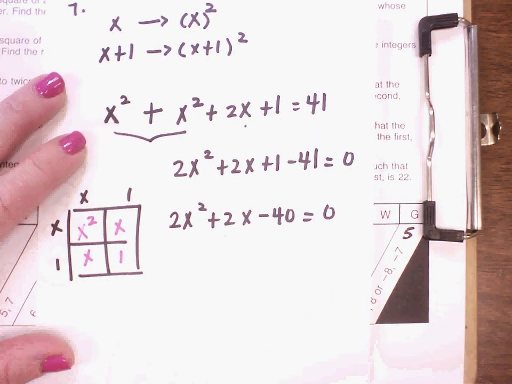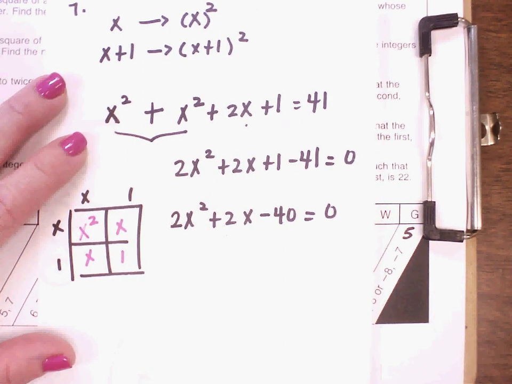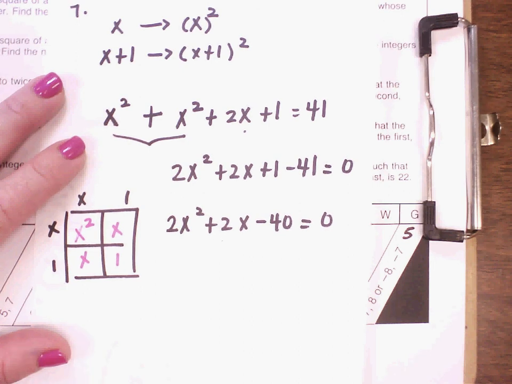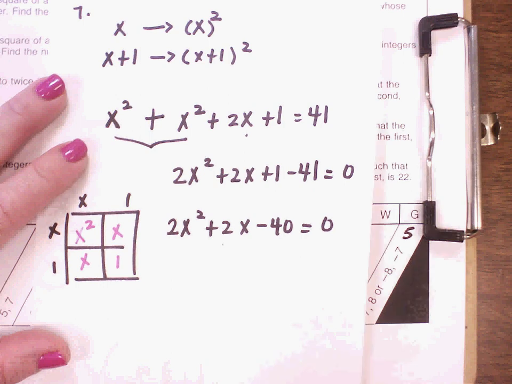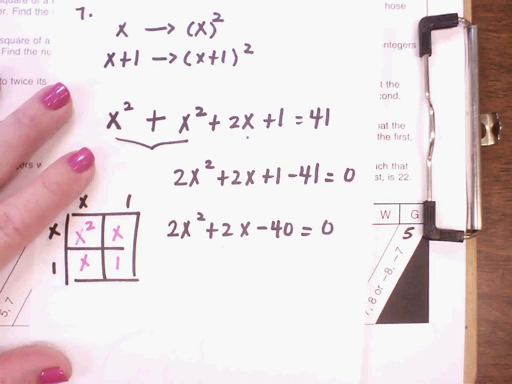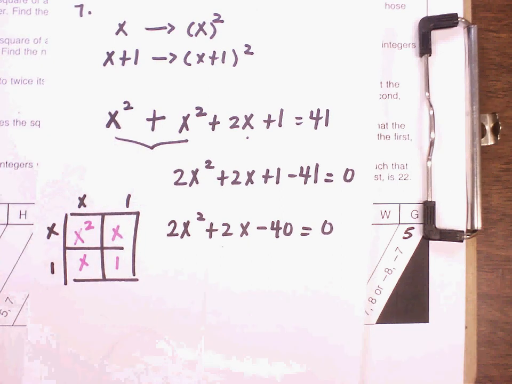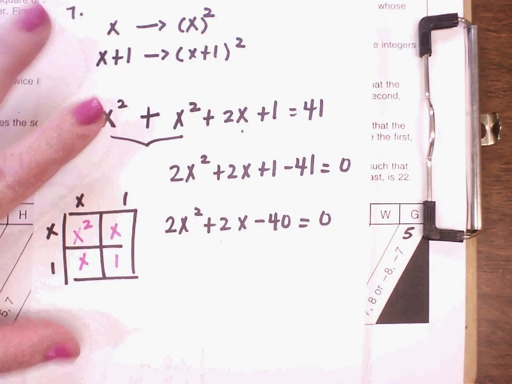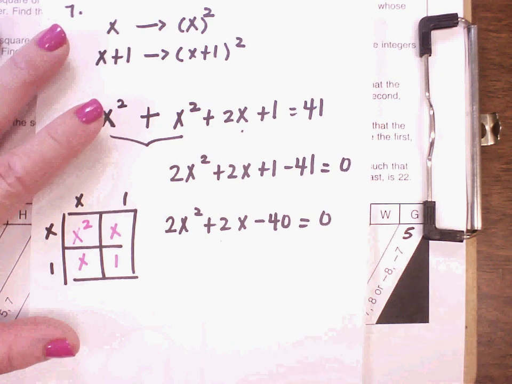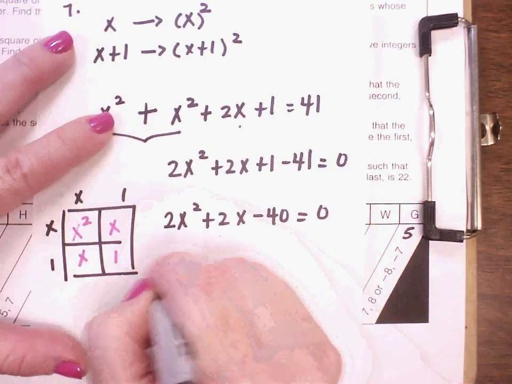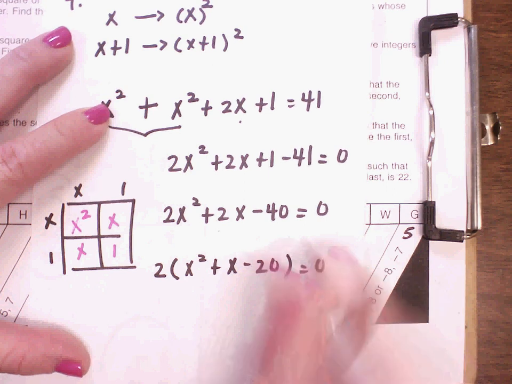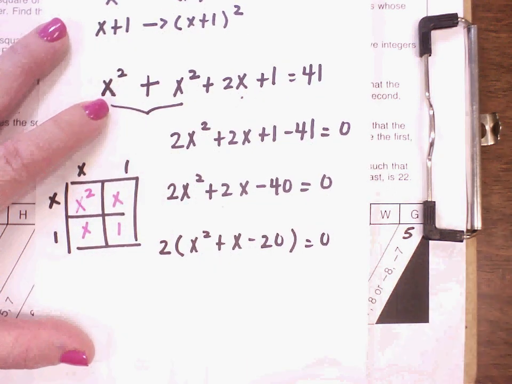Now we need to factor. How do we factor? This happens every year. We always forget the first darn step. Nobody told me GCF, right? You cannot forget. You can factor this the way that it is, but it's going to be a lot harder than if you don't have that 2 in front of that x squared. So do that GCF. GCF is 2. That would be x squared plus x minus 20. Now that's a lot easier to factor than 2x squared plus 2x minus 40.